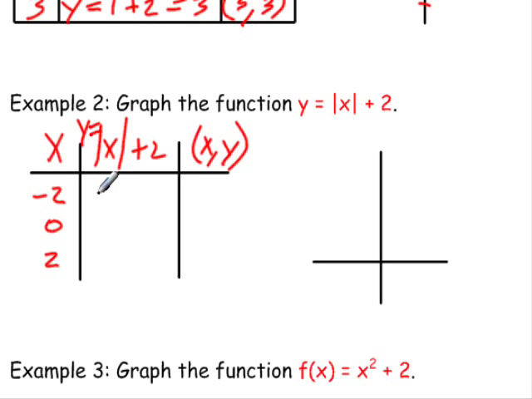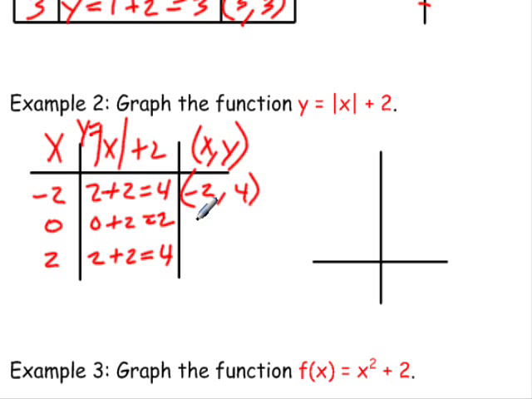Okay, so let's plug this in. We've got -2. What is the absolute value of -2? And it's 2, exactly right. So we got 2 plus 2. You've all been wanting to have a problem like that in math class for a while. So 2 plus 2 is 4. Okay, the absolute value of 0 is just 0. So we got 0 plus 2 is 2. Okay, and then the absolute value of 2 is 2, plus 2, which is 4.